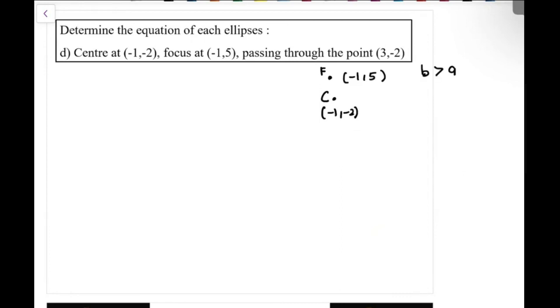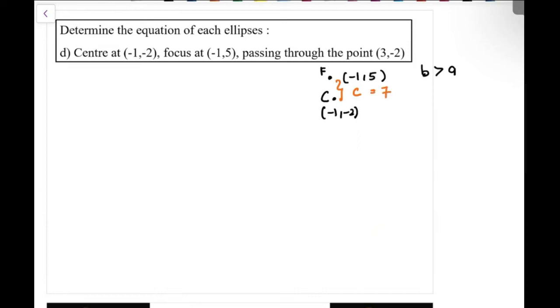Okay. Passing through the point 3, negative 2. Dia lalu je titik 3, negative 2. Kita problem sekarang kita tak tahu nilai B, kita tak tahu nilai A. We have a problem here. Tapi kita tahu value C. Small c tu, because the distance between center to focus. Okay, that distance would be 7.